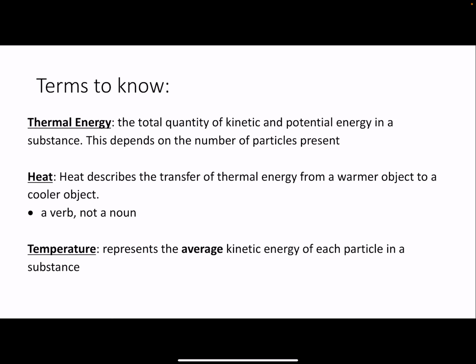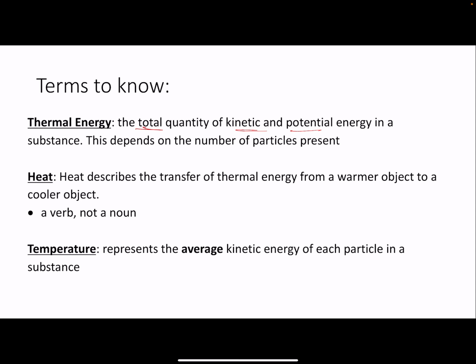A couple of terms that we need to go over. Thermal energy is the total quantity of kinetic and potential energy in a substance, which depends on the number of particles present. So it's the total amount of kinetic and potential energy. That means the more particles there are, the higher the total can be. Basically it's describing how fast all the particles are moving all together.